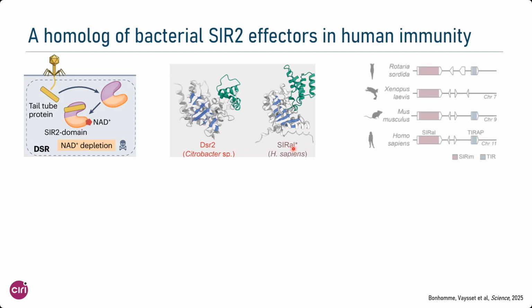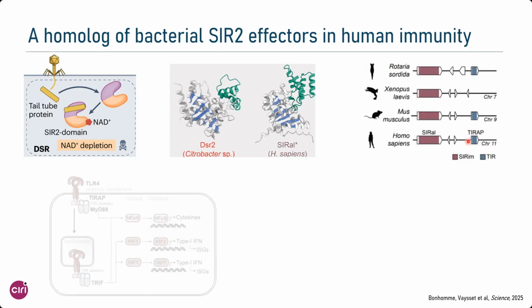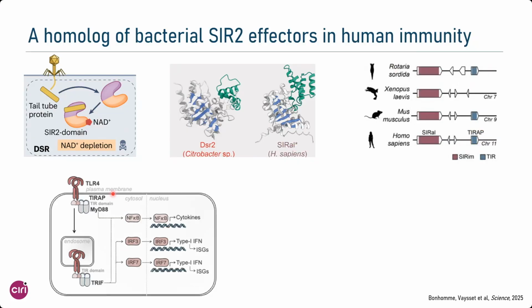When they analyzed the genetic environment of this gene, they realized that it was frequently found across very distant organisms, frequently found next to a gene that is called TRAP. And TRAP is a well-known gene that participates in a pathway that is called the TLR pathway. TLRs are immune receptors that are located on the cell surface of our own cells, and upon stimulation by a pathogen-specific ligand, they recruit the TRAP protein and other adapter proteins, and this leads to the activation of diverse pathways that will mediate an immune response.